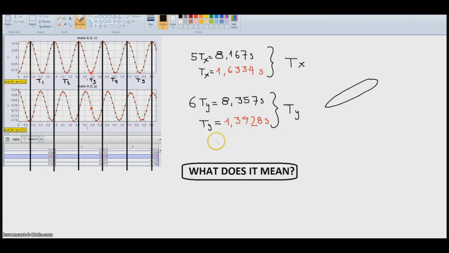1.39. With period we estimate the time that it takes the mass to make an oscillation, and the motion is not regular, it is a kind of ellipse. So X and Y run different paths at the same time, and the difference comes from here and maybe a little from the precision of the point mass in Tracker.